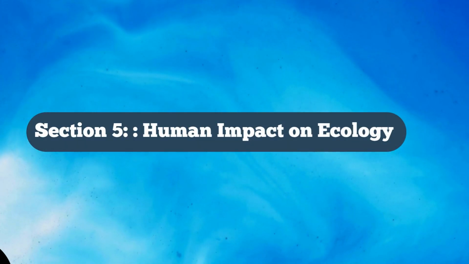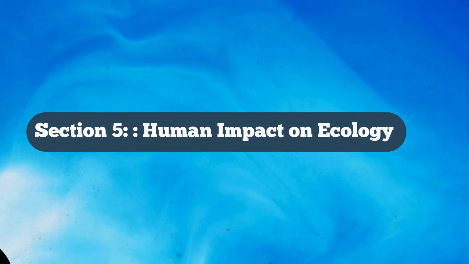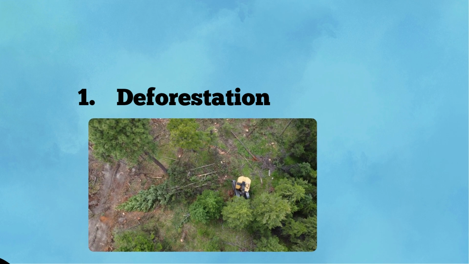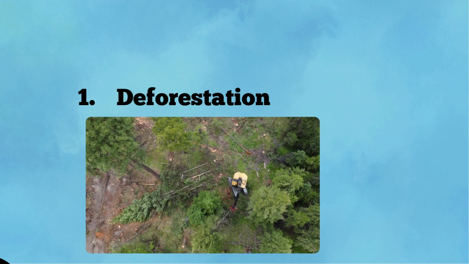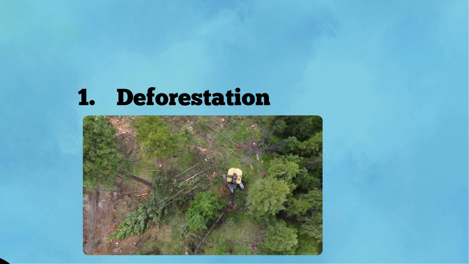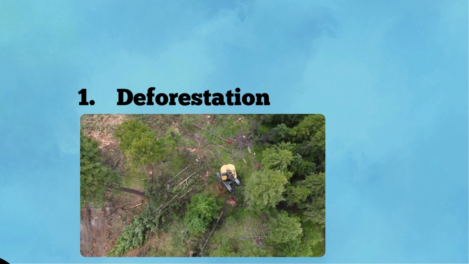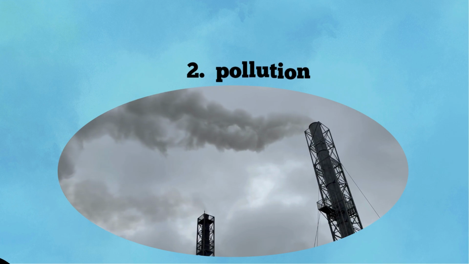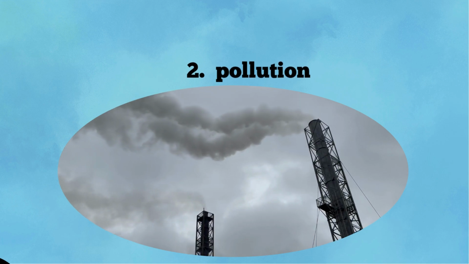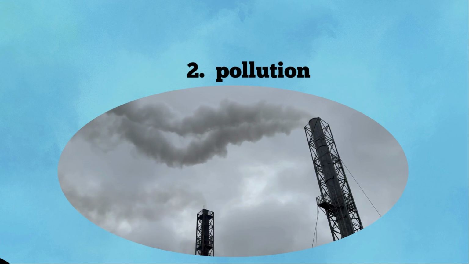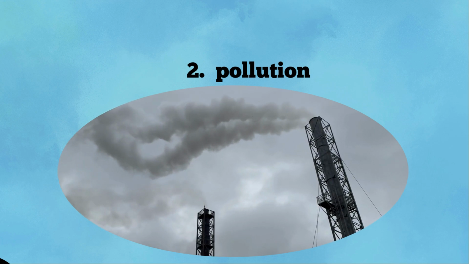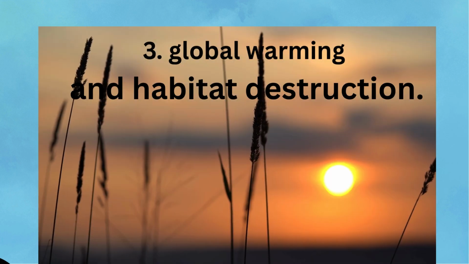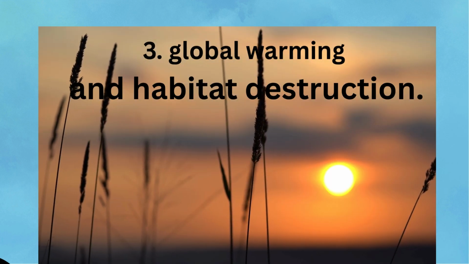Section number 5. Human impact on ecology. The first human impact on ecology is deforestation. Cutting down trees causes the destruction of wildlife. The second one is air pollution. Pollution causes atmospheric life to be damaged or polluted. The third one is global warming and habitat destruction.